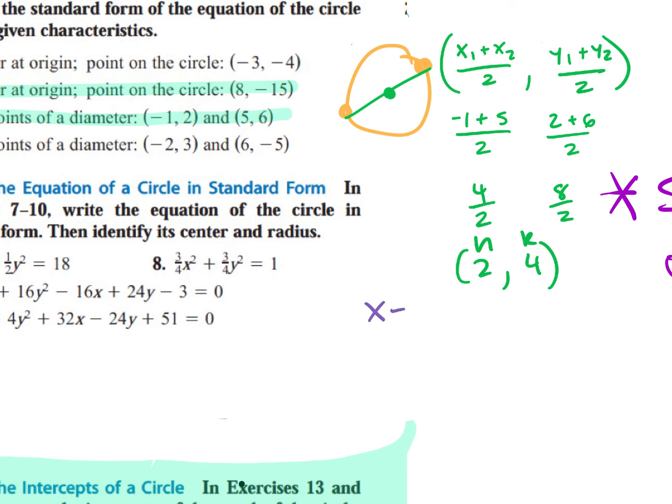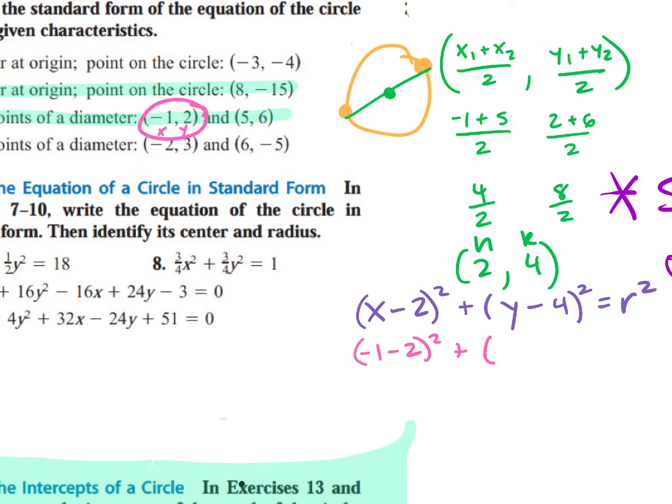I have x minus h squared plus y minus k squared, where k is 4, is equal to r squared. Now, how can I find my r squared? I can either do the distance formula or I can plug in any point that's given, as an x and y. So I have negative 1 minus 2 squared plus 2 minus 4 squared. Because you have to use the same point.